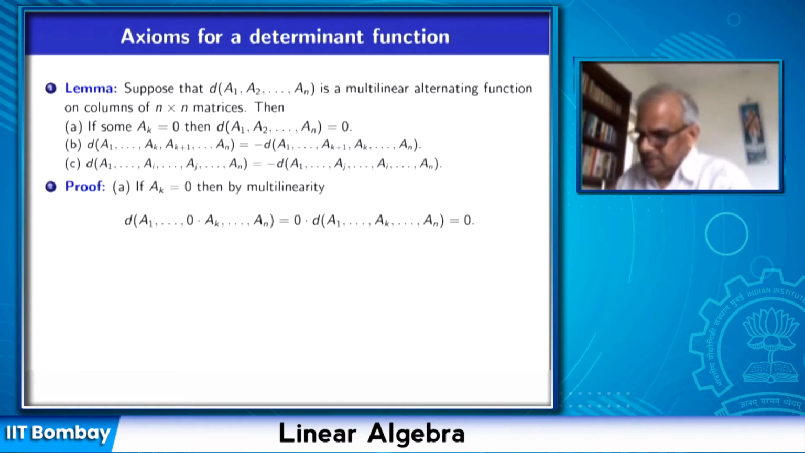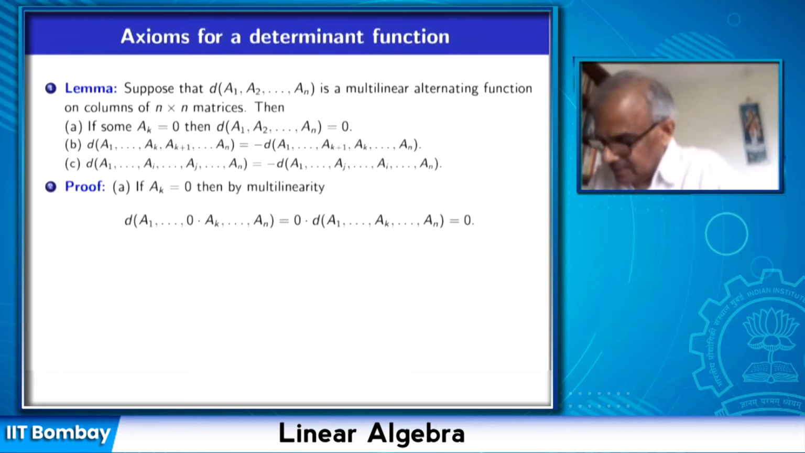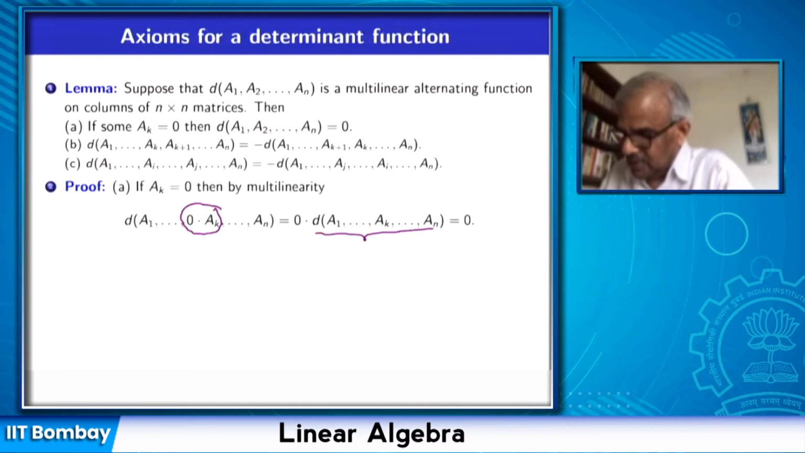Proof. Suppose a column vector of A is 0. Then the 0 vector can be written as 0 times AK. But multilinearity says that this scalar 0 comes out. So 0 times this has to be equal to 0. Therefore, multilinearity implies part A of the lemma, that as soon as some column vector of a matrix is 0, then D of that matrix is 0. We only use the multilinear property.